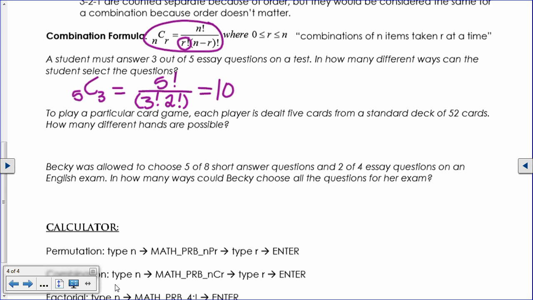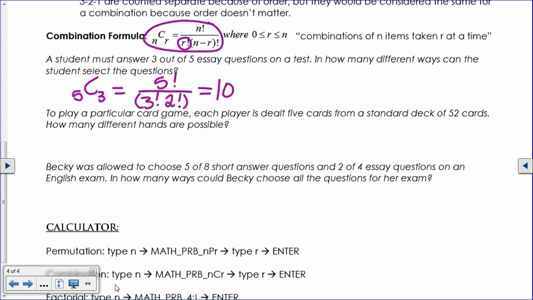Alright, everybody get to 10? It should be 10. You need the parentheses in the bottom. If you don't use parentheses, you're telling your calculator I want you to do 5 factorial divided by 3 factorial and then multiply that times 2 factorial. So if you don't include the parentheses, they think the 2 factorial is out of the bracket.